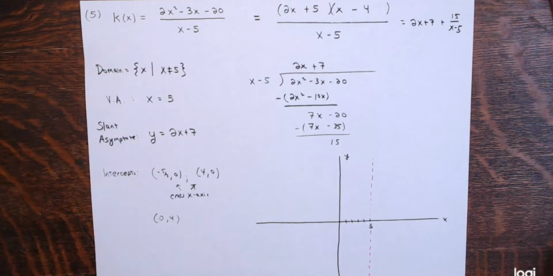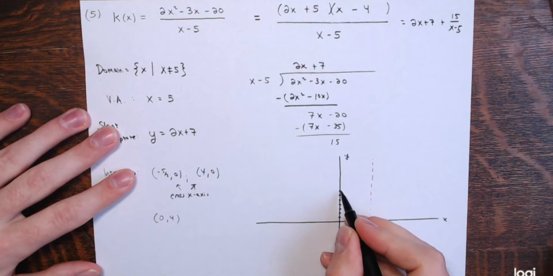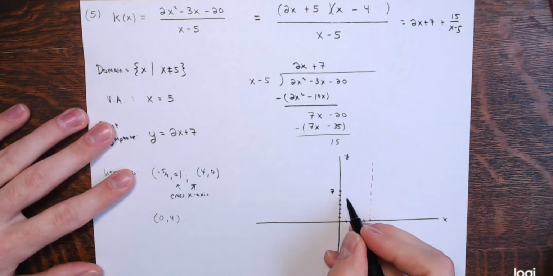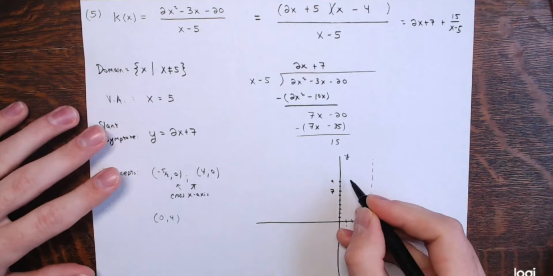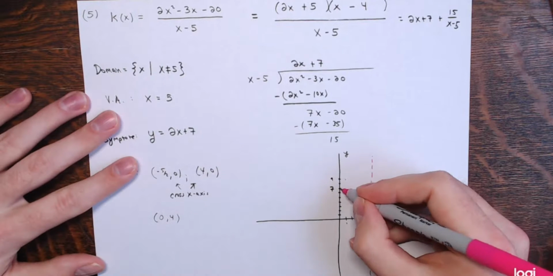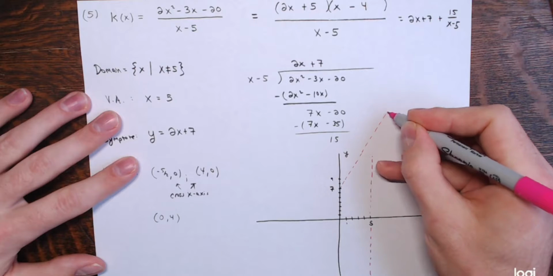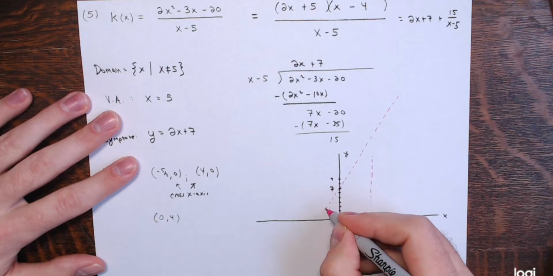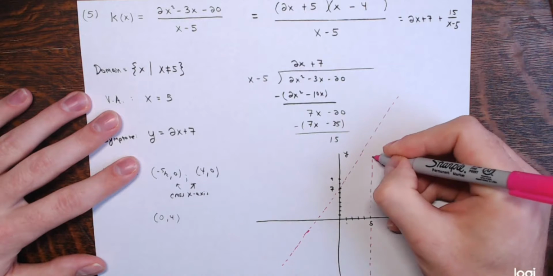And then y equals 2x plus 7 is the slant asymptote. Now you know what that looks like, right? You have (0, 7) and (1, 9) on that line. It's a line with a slope of 2 and a y-intercept of 7. So something like this. Maybe I should have given myself a little more room here. But here's the slant asymptote and the vertical asymptote.